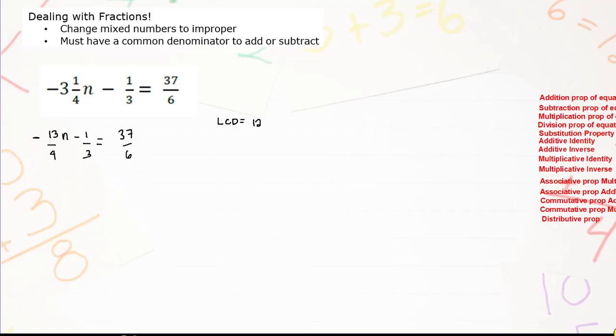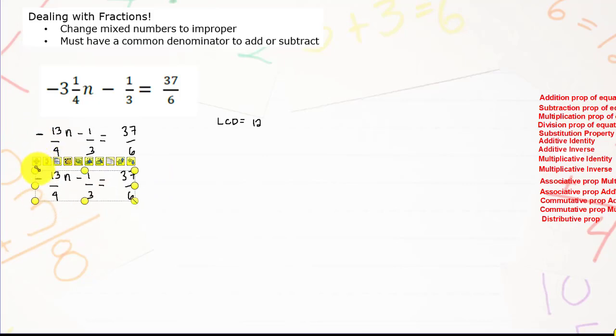Alright, once we have our LCD, we are going to use 12 to multiply both sides. So let's use our LCD 12 to multiply both sides of our equation. So I'm going to multiply the left side by 12 and the right side by the LCD equal to 12.